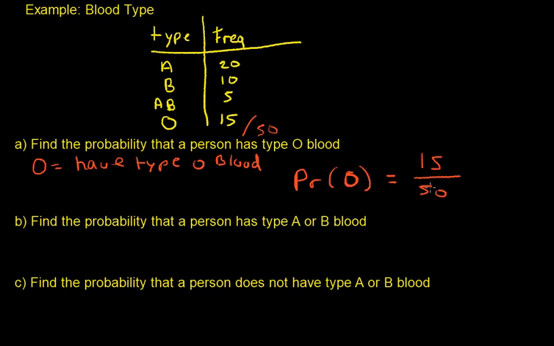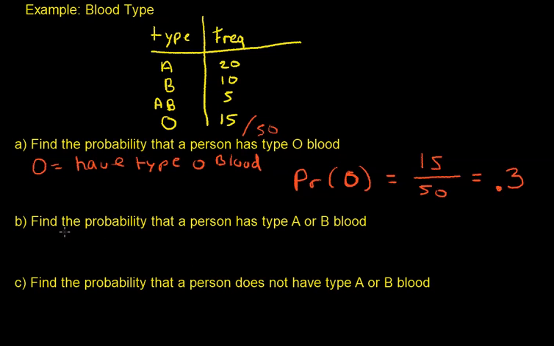You could leave the answer as a fraction, or you could plug it into a calculator and calculate that to be 0.3. So you interpret that as 30% of the population has type O blood. And the law of large numbers would say that if you increase the sample size, then that probability would come closer and closer to the truth. All right, so let's go ahead and do the next one.